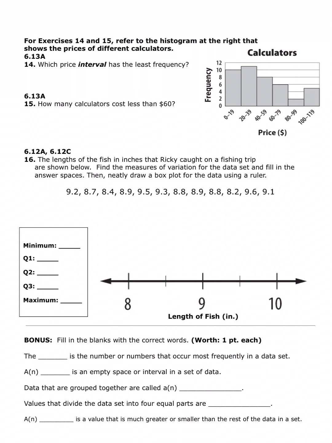For exercises 14 and 15, refer to the histogram at the right that shows the prices of different calculators. 14. Which price interval has the least frequency? 15. How many calculators cost less than $60?